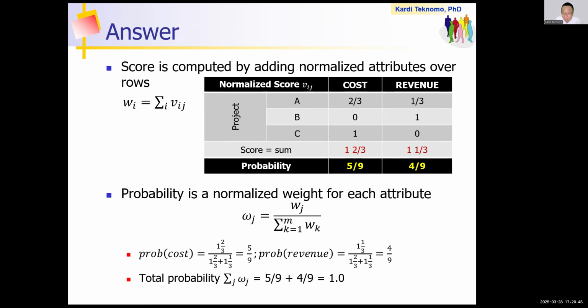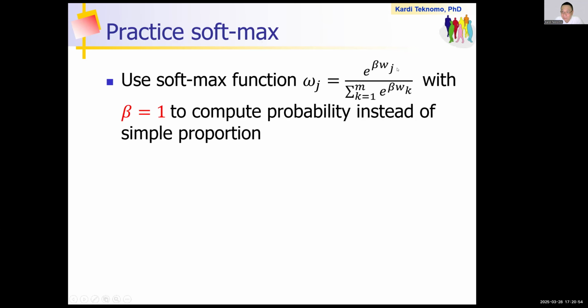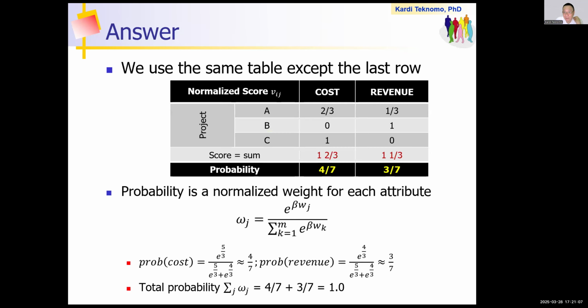So what if I don't want to use the proportion, but I want to use softmax? If you want to use softmax, it looks like the formula is complicated, but actually not. Let's assume beta is 1. So then we can compute that, right? We have the same value here. But now we want to use softmax. This is the formula of the softmax function. Beta is 1, so you don't need to care about that. So you have exponent of this one. This is 5/3, and then this is 4/3.